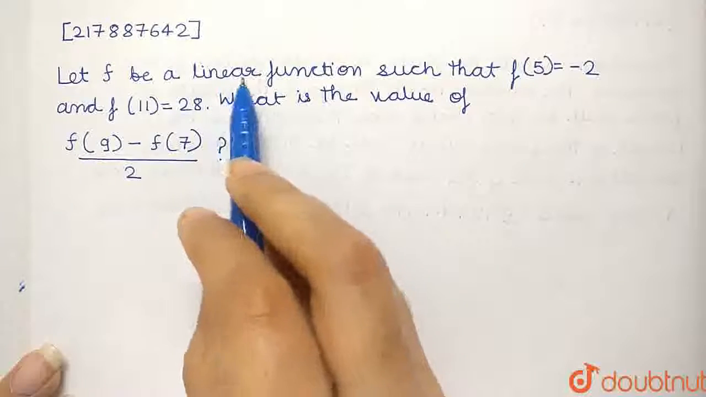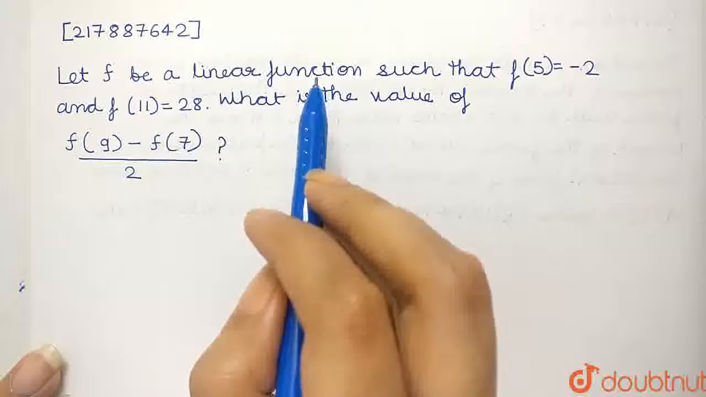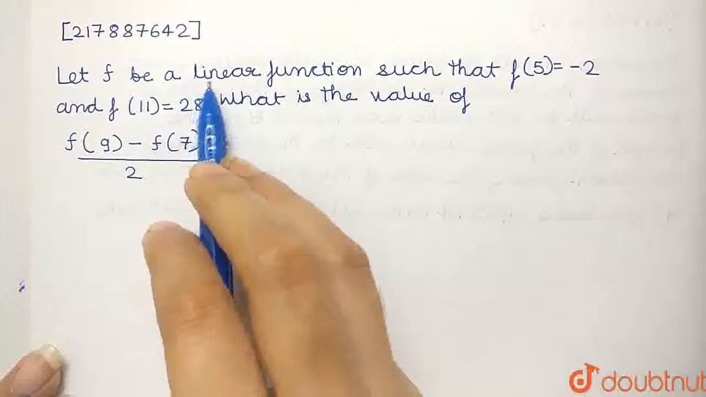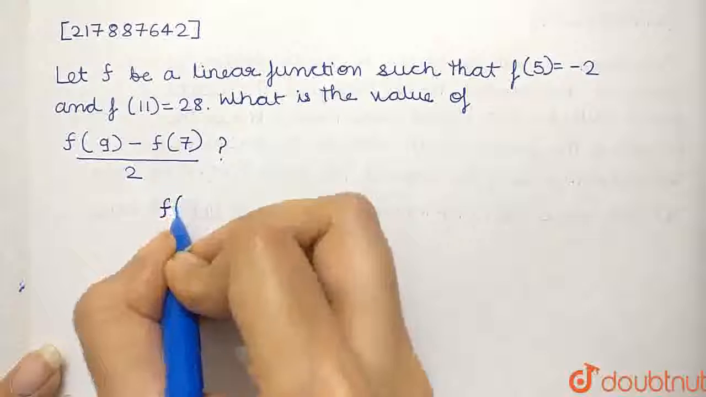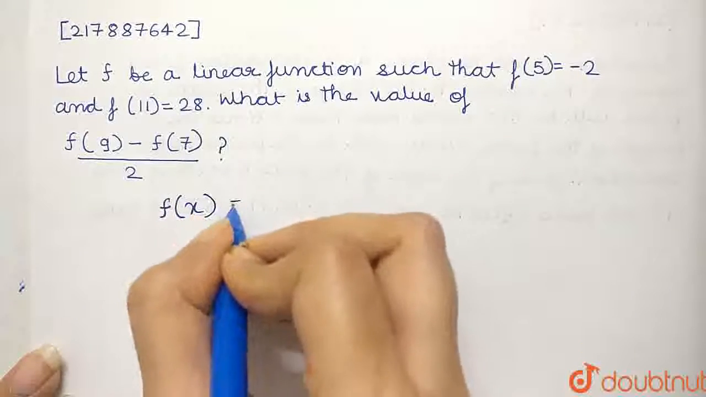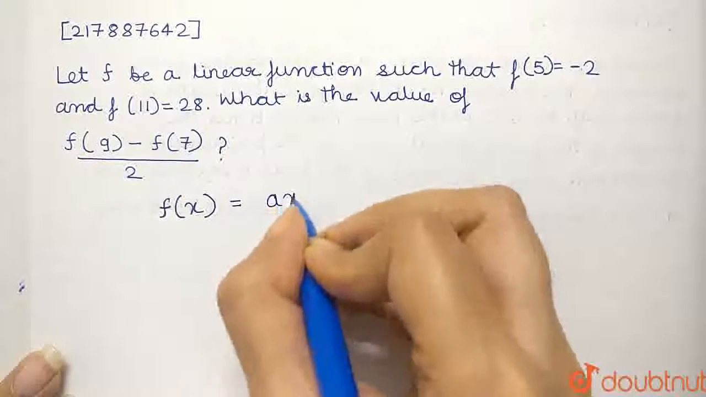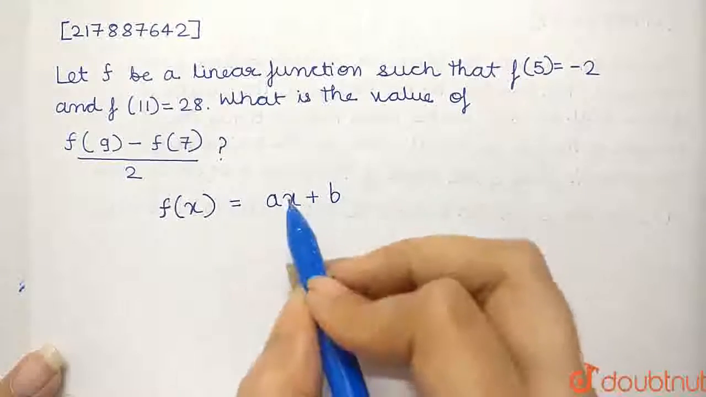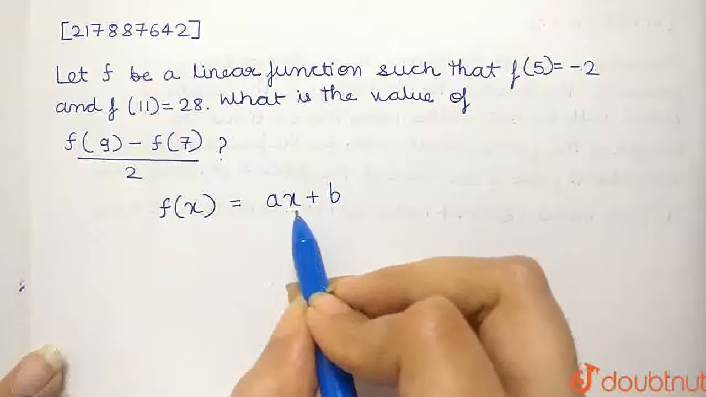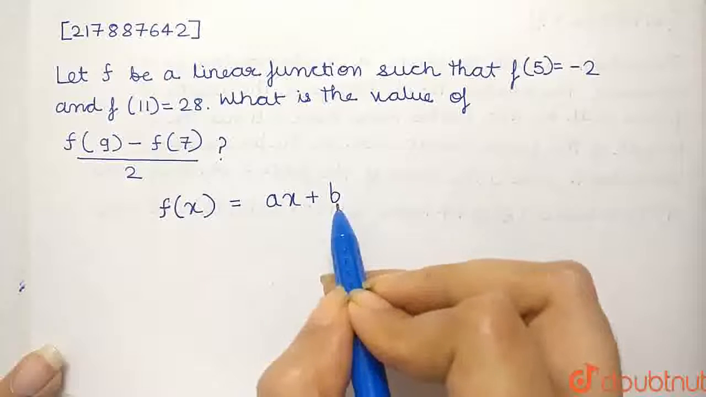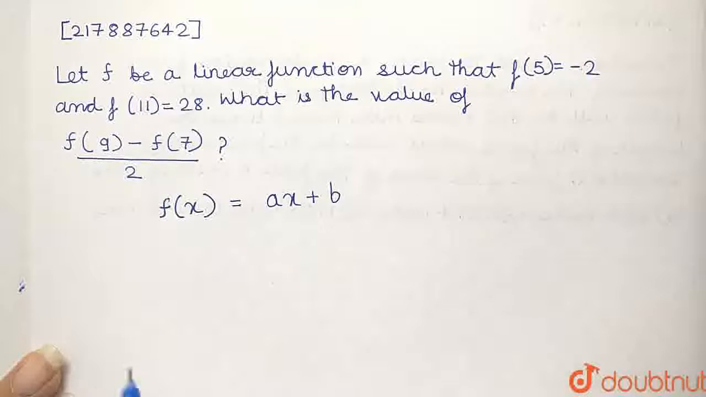So a linear function is a function in which the maximum possible power of the variable is 1. That is why it is linear. So we take a function f of x. Any linear function of x can be written as ax plus b because the maximum power of the variable, that is x, is 1. a is the coefficient of x and b is the constant coefficient. So f of x equals ax plus b.